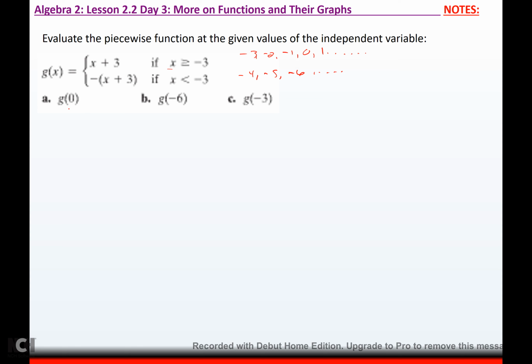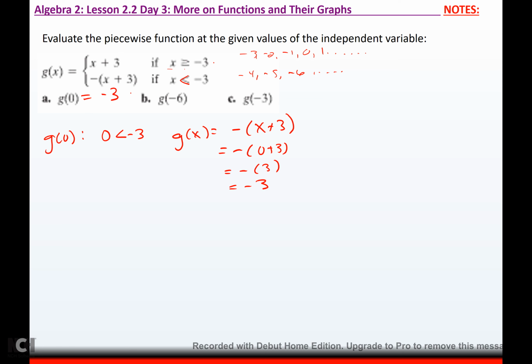Okay, so to find g of 0, I decide what 0 is. Is it greater than or equal to -3, or is it less than -3? It's greater than -3, so I use g of x equals x plus 3, which gives me 0 plus 3, which gives me 3.